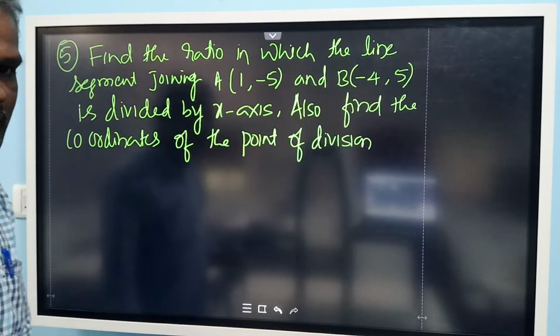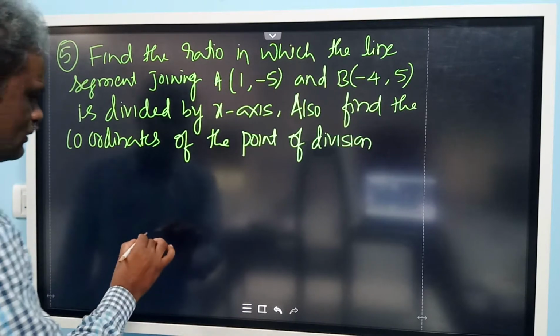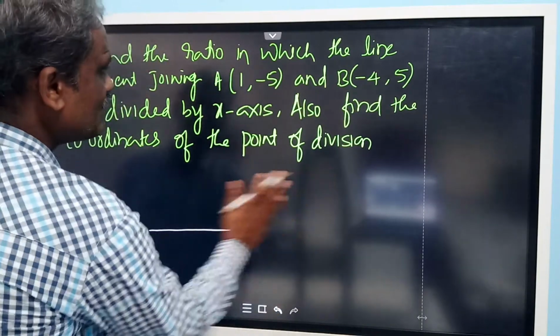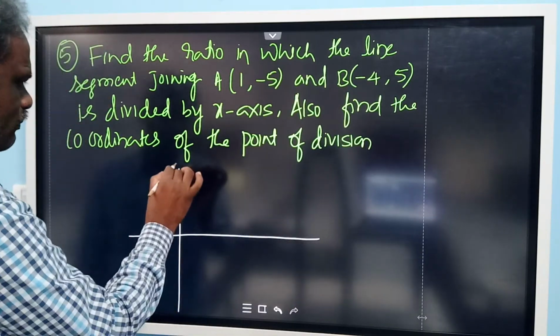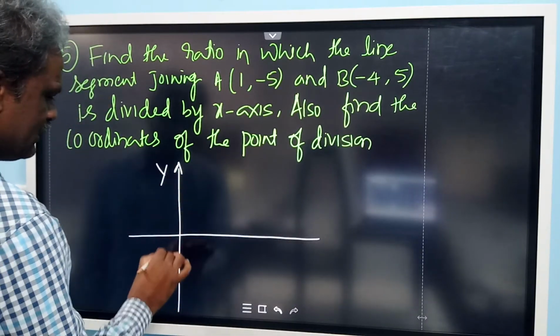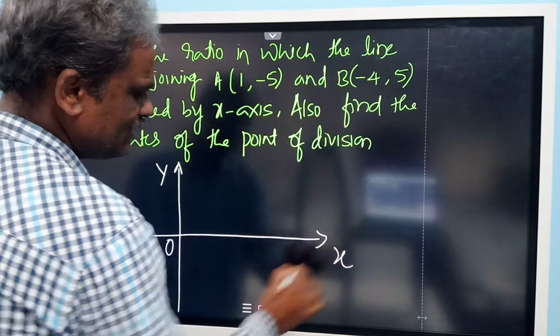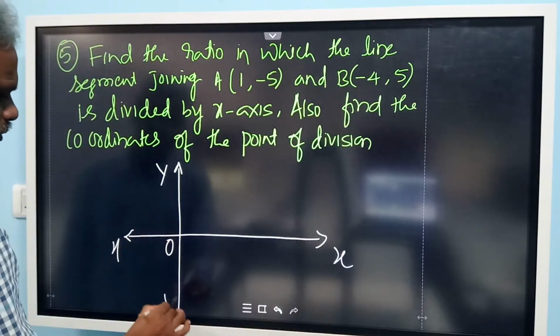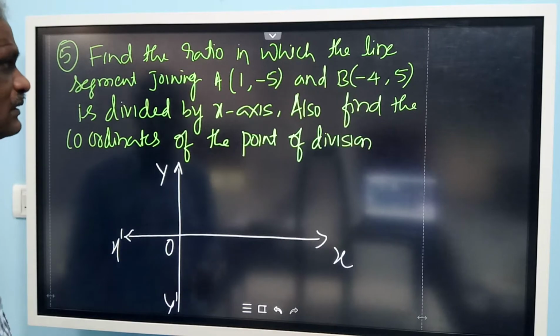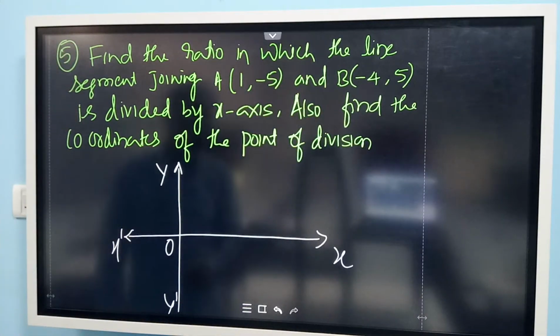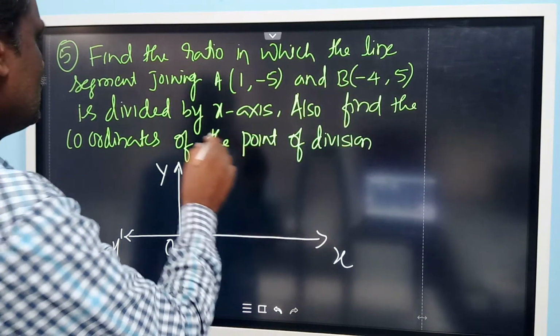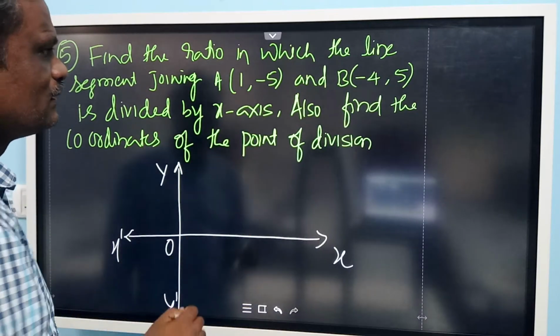So, very important question, listen carefully. Let me take a line segment joining (1, -5) and (-4, 5) that is divided by the x-axis. Suppose this is a Cartesian plane, this is the y-axis, this is 0, and this is the x-axis.